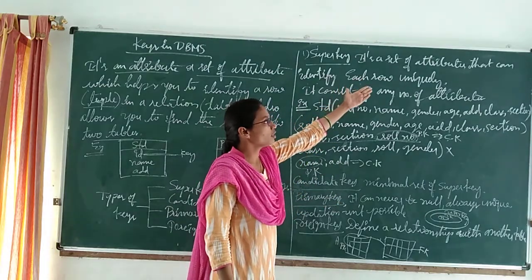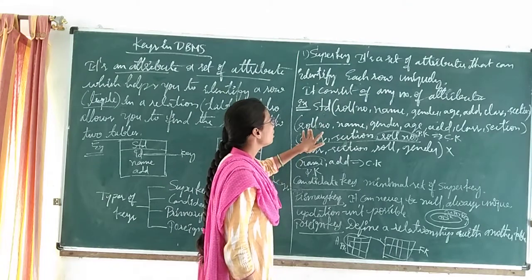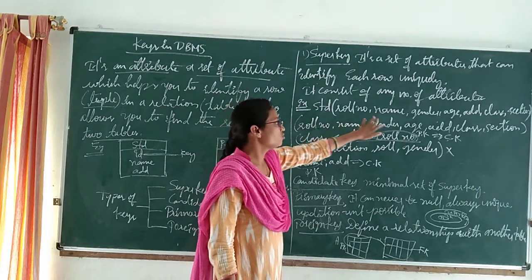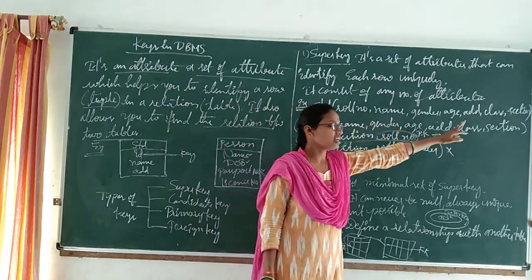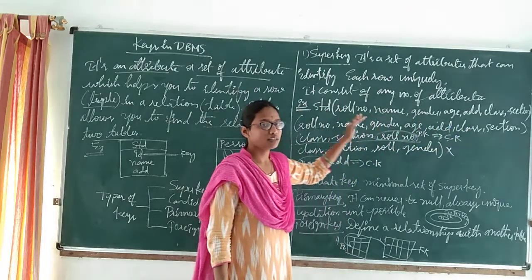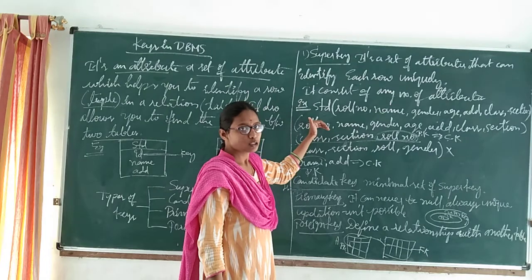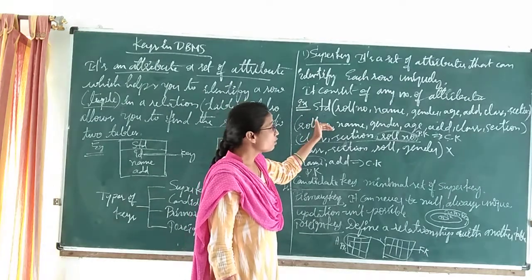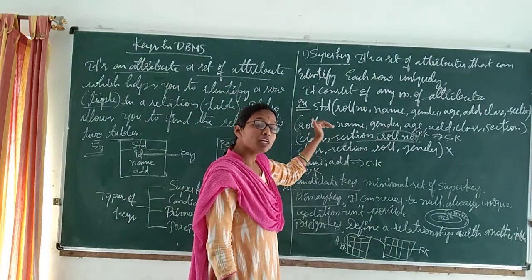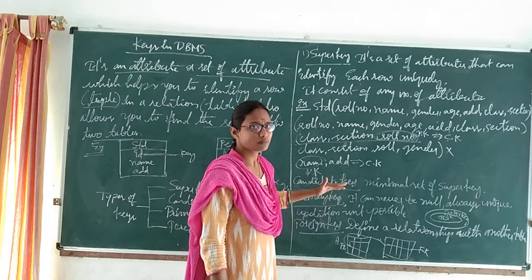Each row having unique values. Here, this row number, name, gender, key, address, class, section is one relation. The student relation having these attributes. Super key. In this super key, what is candidate key? Minimum set of super key.